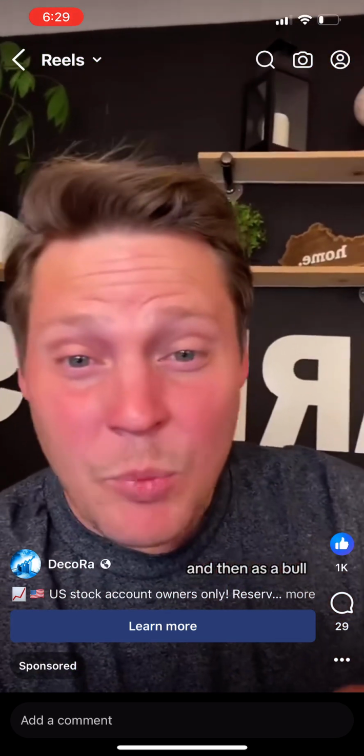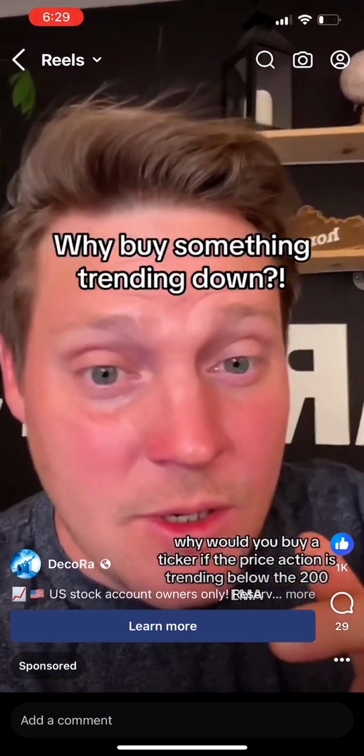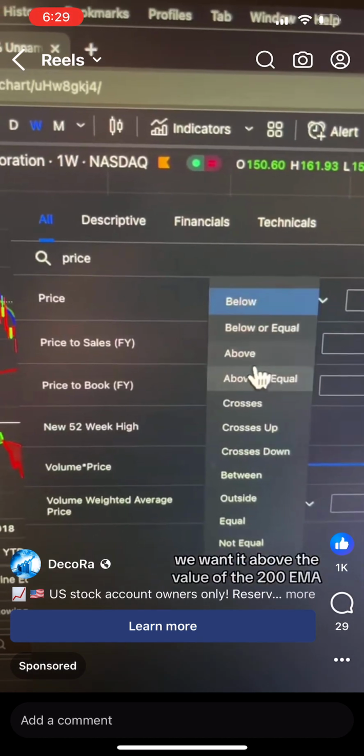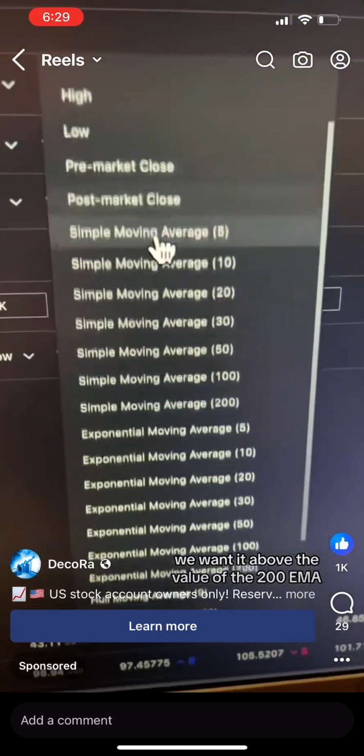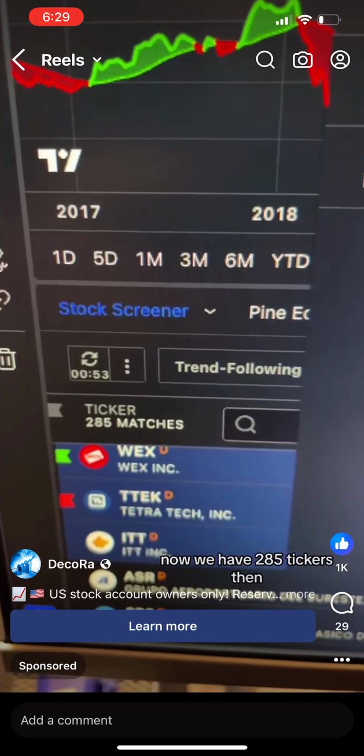And then as a bull, why would you buy a ticker if the price action is trending below the 200 EMA? Yeah, we can find that. We type in price, we want it above the value of the 200 EMA. Now we have 285 tickers.